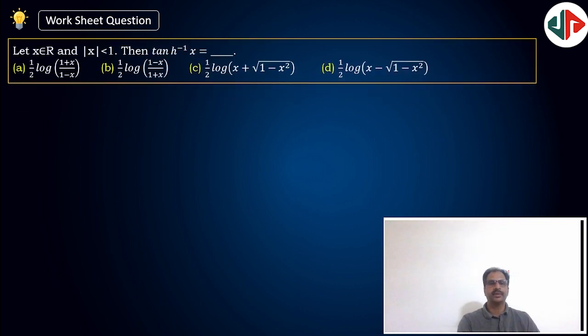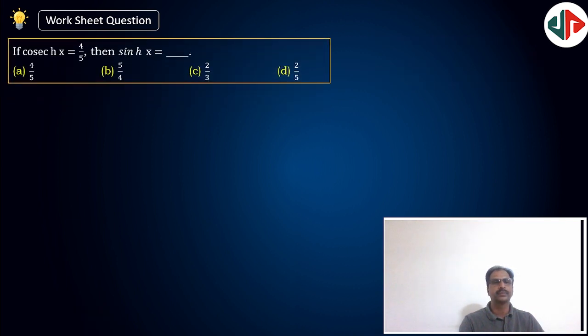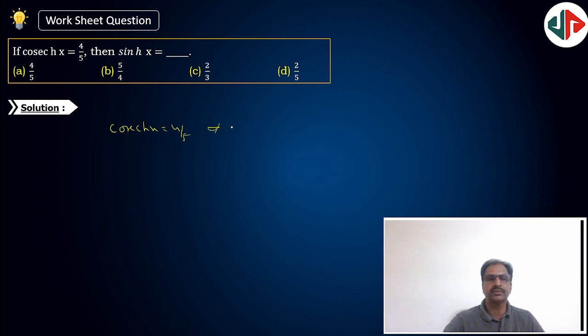This is a direct formula. Tan h inverse x is half log 1 plus x by 1 minus x, option A. Direct standard formula. If cosec hx is 4 by 5, sin hx will be reciprocal of cosec, which is 5 by 4, option B.